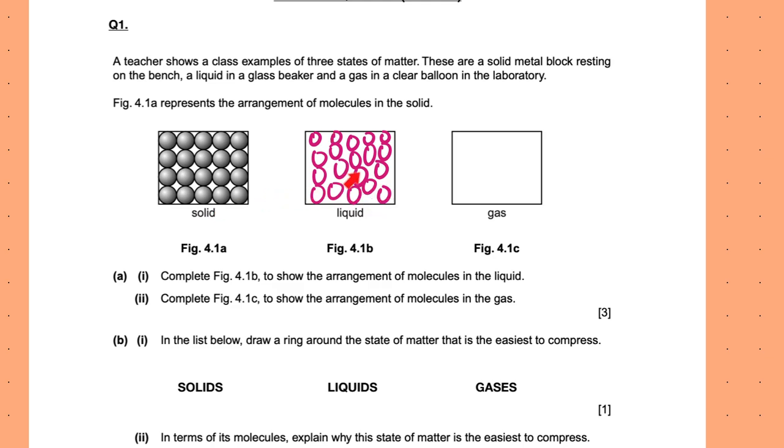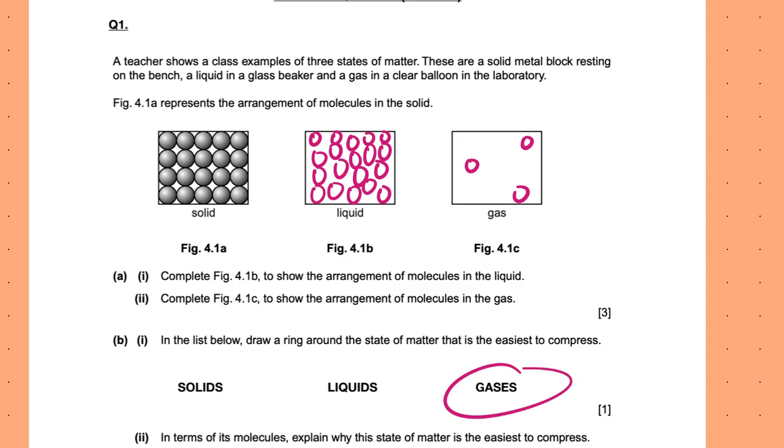This is fine. The other possibility is you can also make clusters, which is a diagram that some books use. So for the gas you are supposed to have these really far apart with no apparent arrangement. So that's this. B1: in the list below, draw a ring around the state of matter that is easiest to compress, that is gases. So this is the ring.